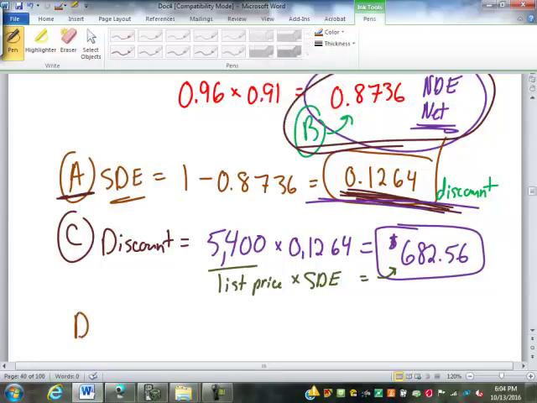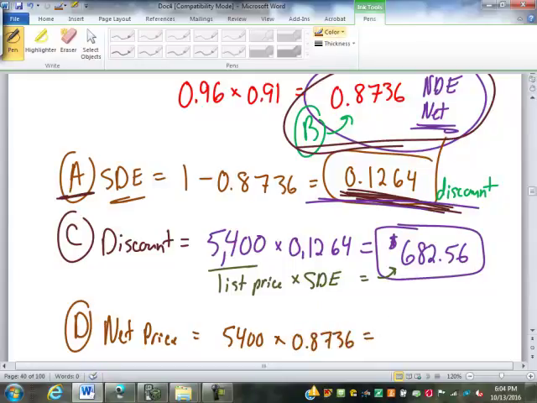So now for the last thing, if we do the net price, we're going to do the list price, 5,400 times B, the net decimal equivalent. And that should give us 4,717.44. That's the net price.